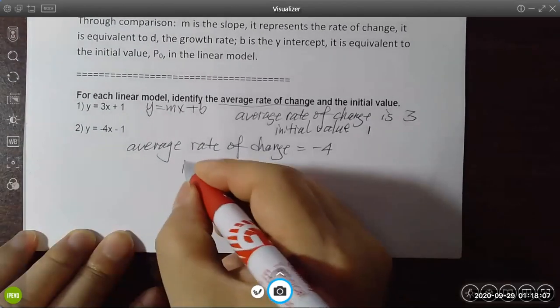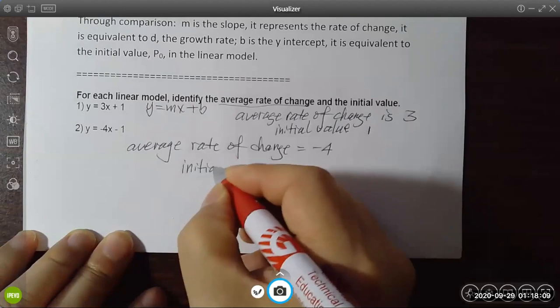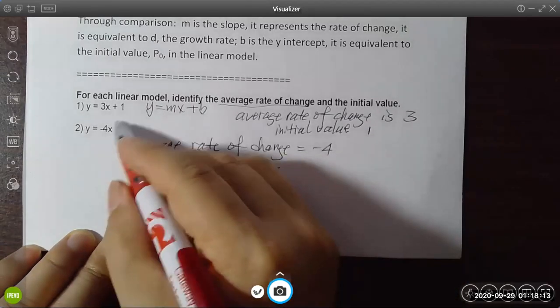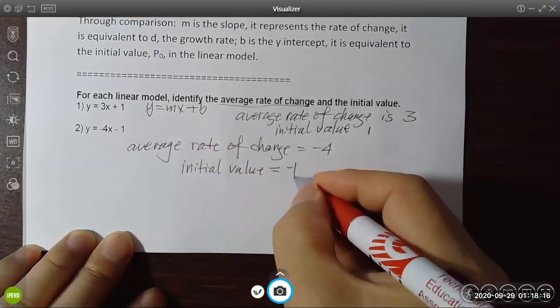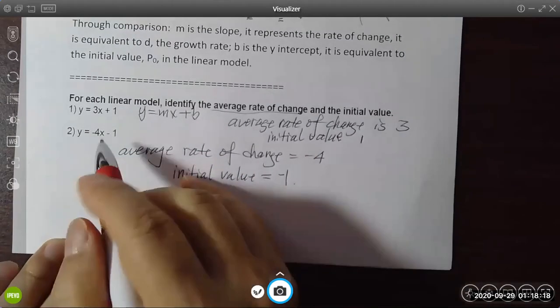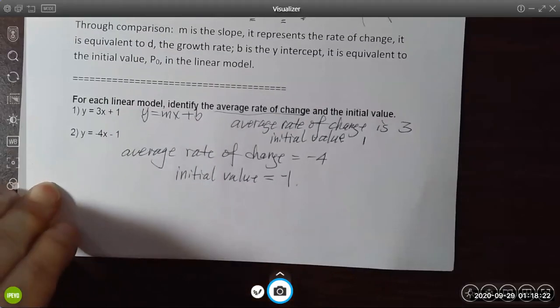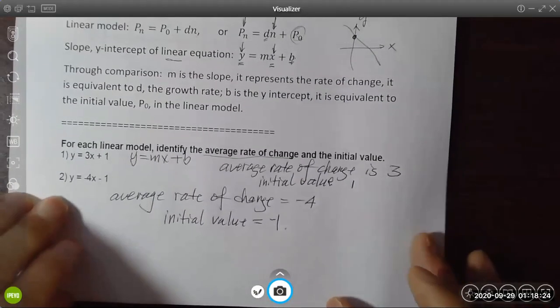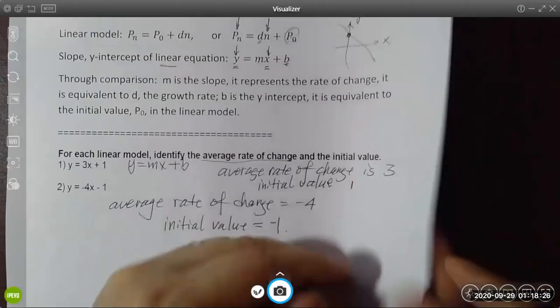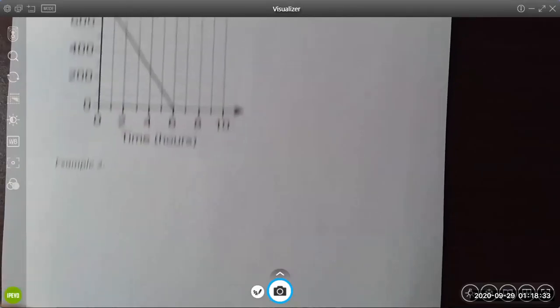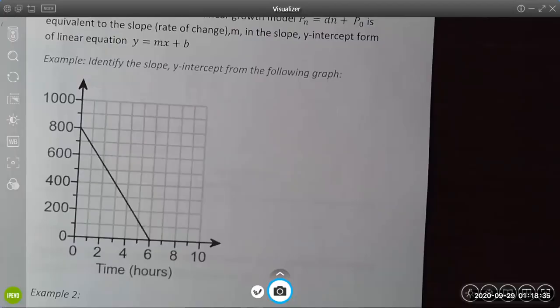Okay, what is the initial value then? The one that is by itself, the constant number, is -1. It starts with -1. In other words, when x is 0, y equals -1. That's the initial value. Okay, and the next ones are going to be some examples that are similar to the homework problem. So let's look at this one.